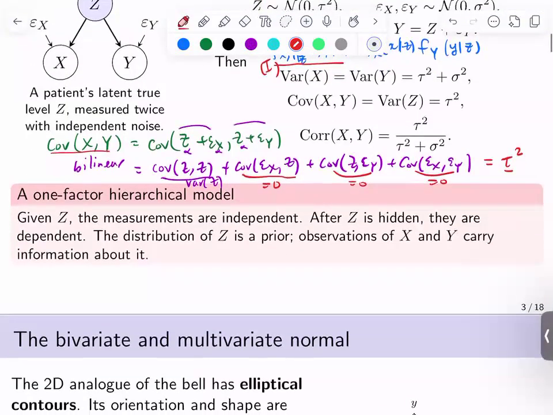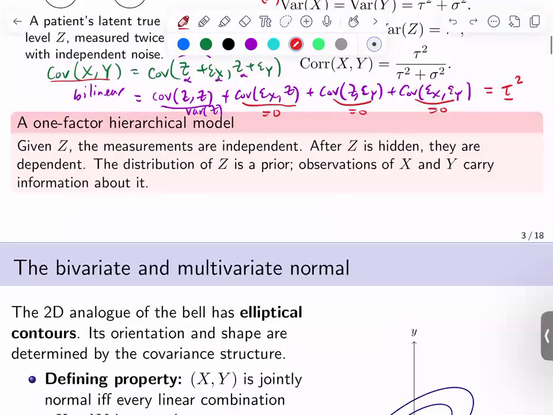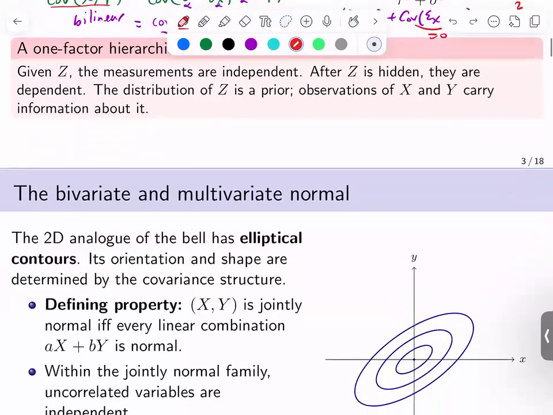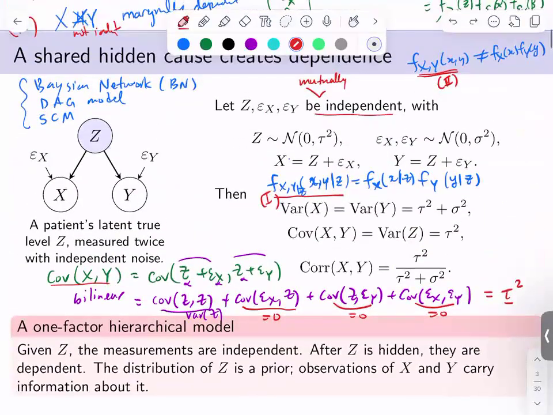Given z, the measurements are independent. After z is hidden or marginalized, or we don't give it to you, they become dependent. So let's forget about the second statement, but the conditional versus marginal distinction is important. Any questions?